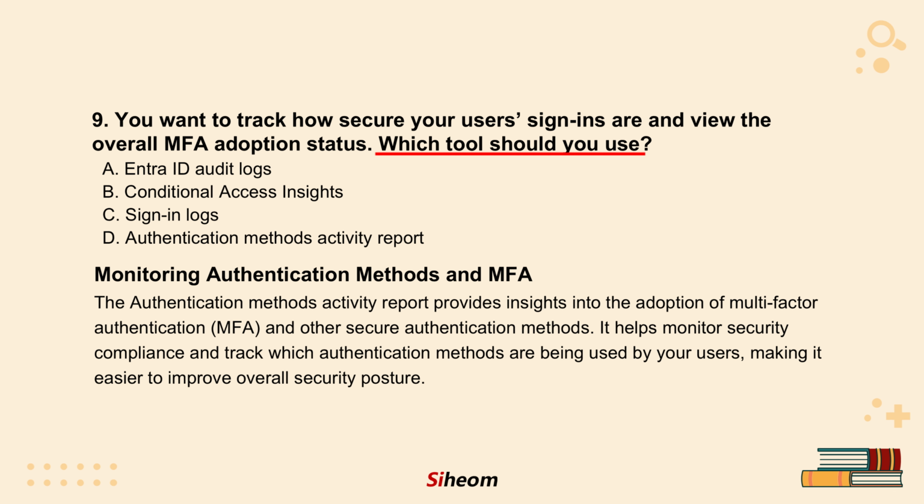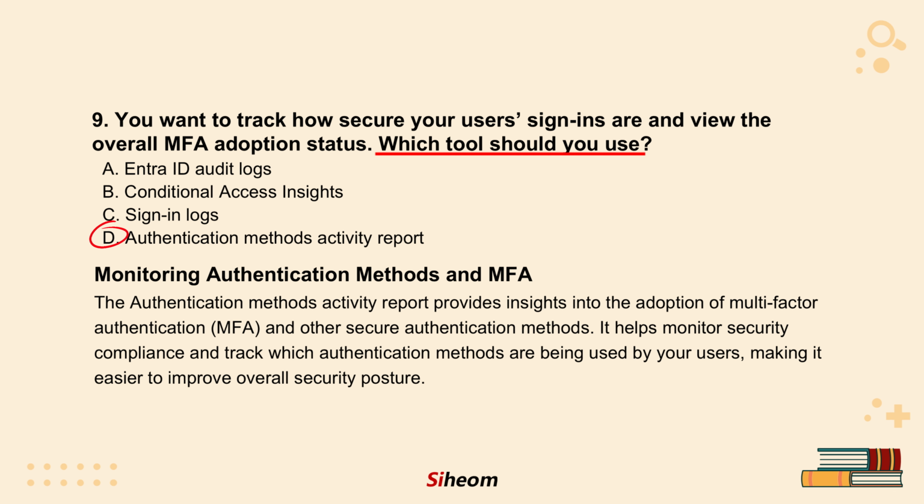Options: A. EntraID audit logs, B. Conditional Access insights, C. Sign-in logs, and D. Authentication methods activity report. Where do we find the security stats for authentication? The correct answer here is D. Authentication methods activity report.